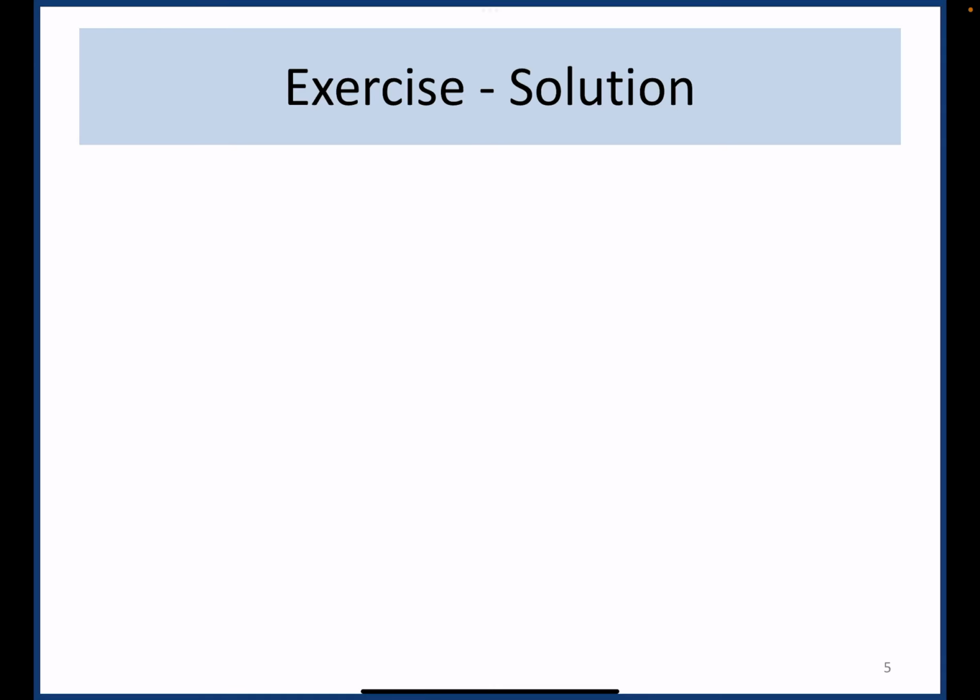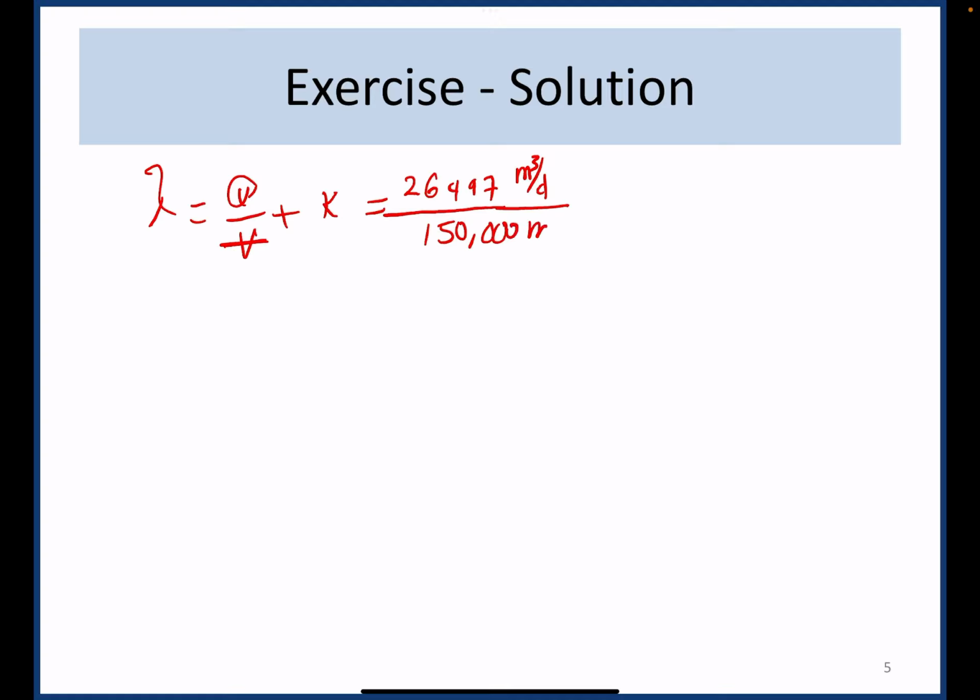Now, first of all, we need to find out lambda. What is lambda? If you go back to the previous lectures, lambda is Q over volume, plus K. Q, we just found: 26,497 meter cubic per day, divided by 150,000 meter cube, which is given in the problem, plus the K given as 0.12 per day, and that would give you 0.30 per day.